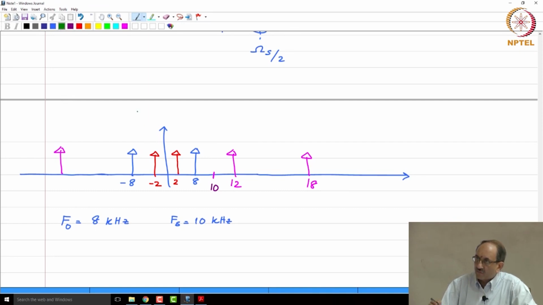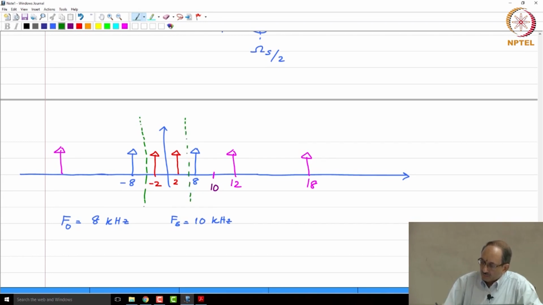And remember, whenever the sampling frequency is Fs, you need to worry about the spectrum only between minus Fs by 2 to plus Fs by 2. Therefore, you need to only worry about the spectrum between minus 5 and plus 5. This is clearly not to scale, and whatever is happening around 0 will happen at multiples of 10 and minus 10.